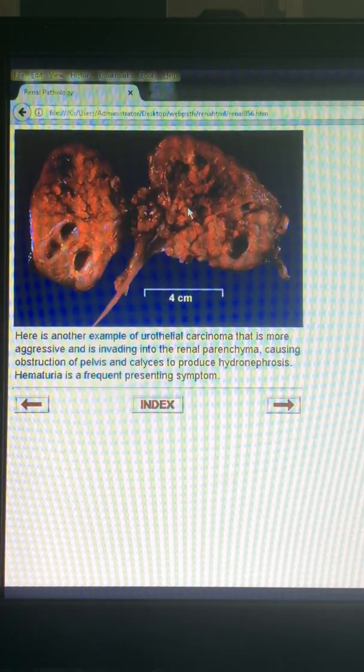Urothelial carcinoma can be so aggressive as in this picture and can invade the renal parenchyma, the cortex or the medulla, and can occlude the renal calyx system, and then the patient will go into hydronephrosis.